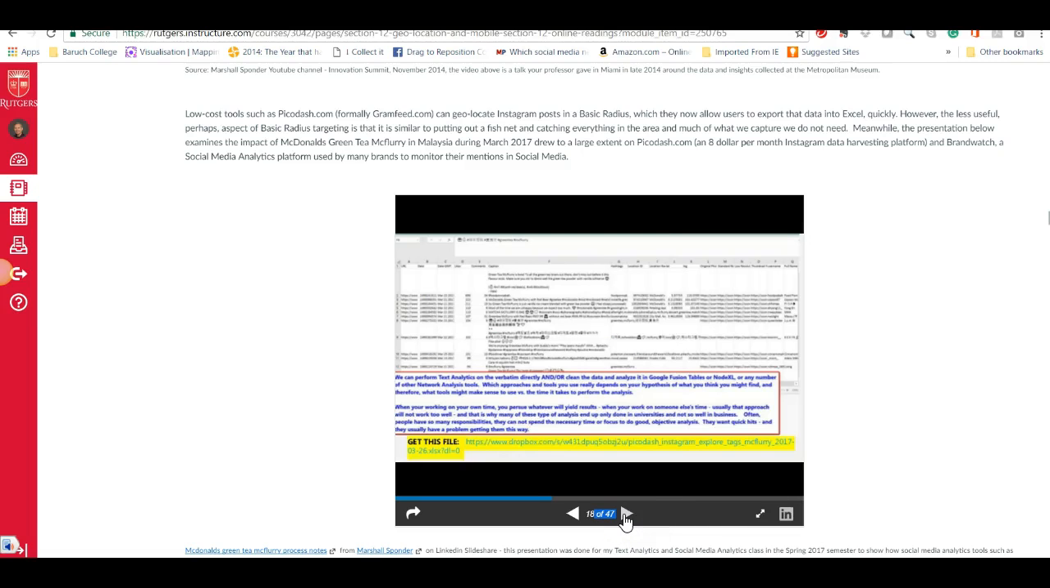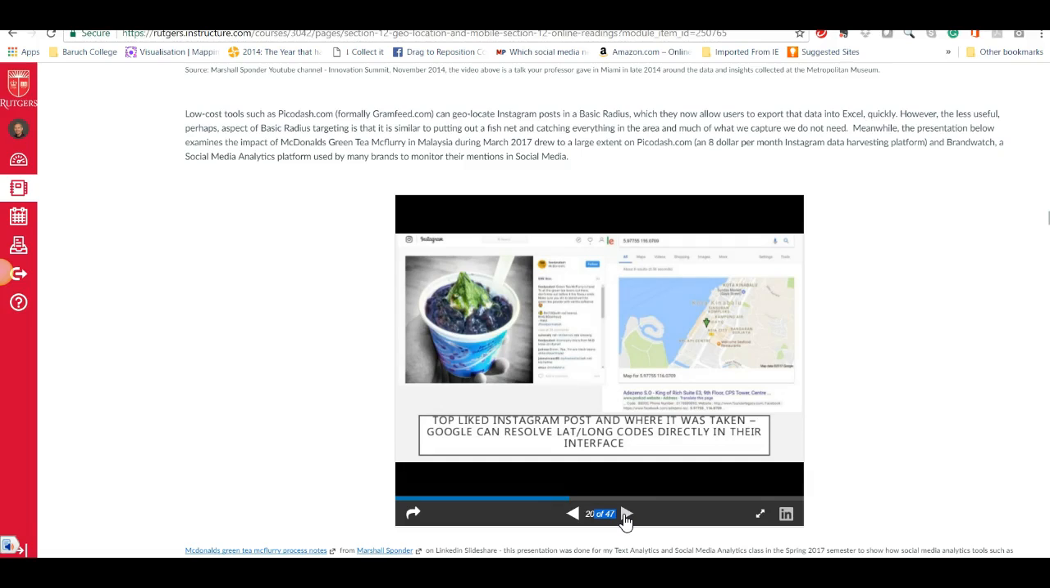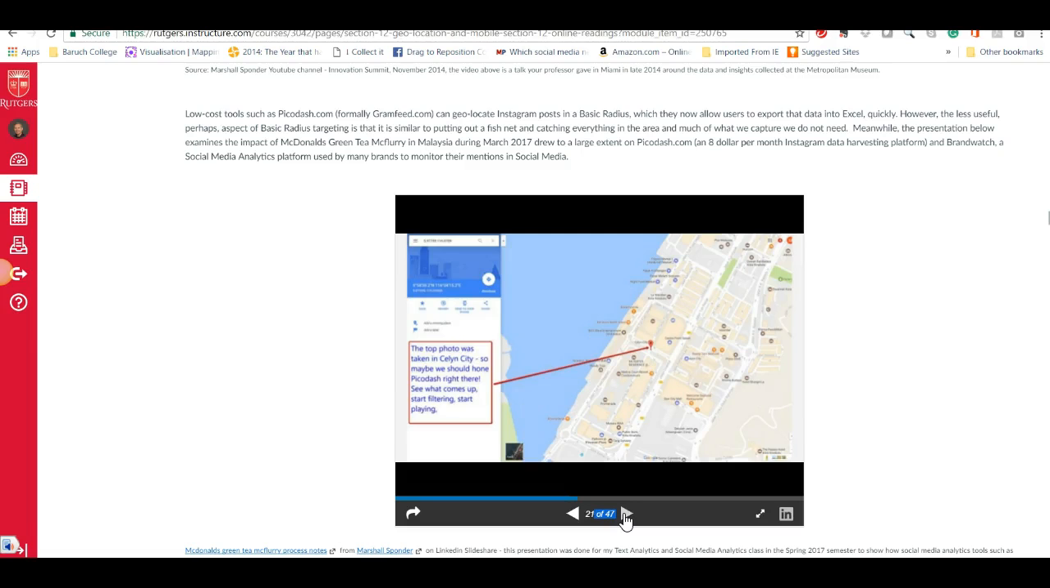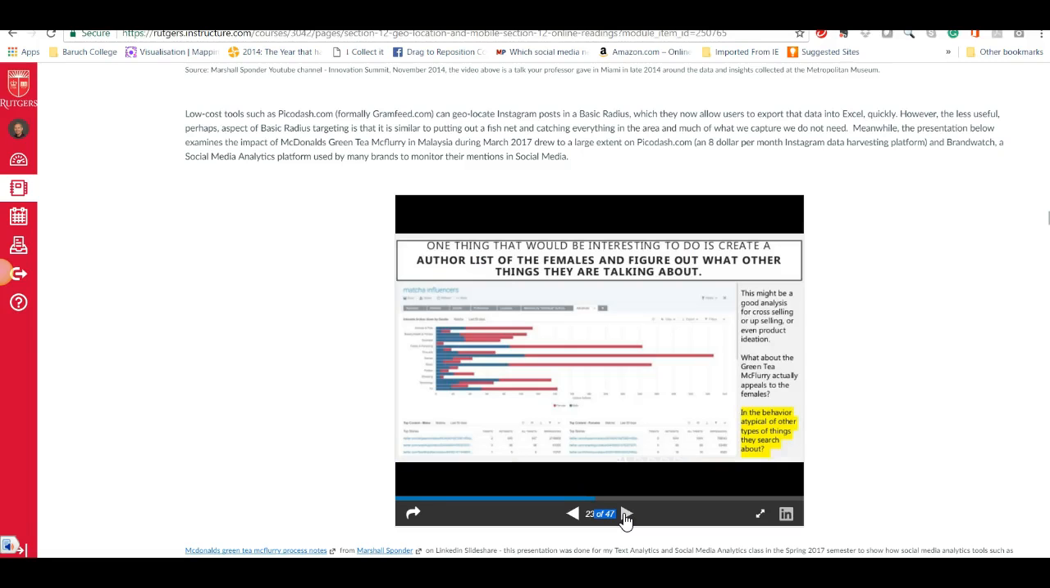I could take the Pico Dash data and sift it right out into Excel. Now, this would work for a couple hundred verbatims. For a big one, recently I was looking at Atlantic City, a couple thousand, too big. They'll charge you if you want to get that out. But for just a couple hundred, you could probably download it right out of Pico Dash yourself. I was able to find the top liked posts on Instagram, where it was in the city, and I was able to look at what else is being posted around there. I was then able to take the Brand Watch data.